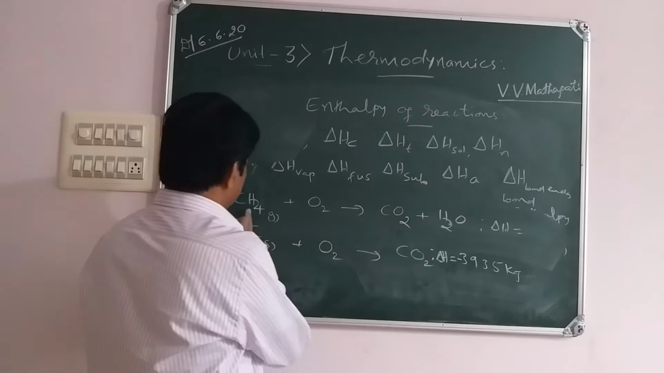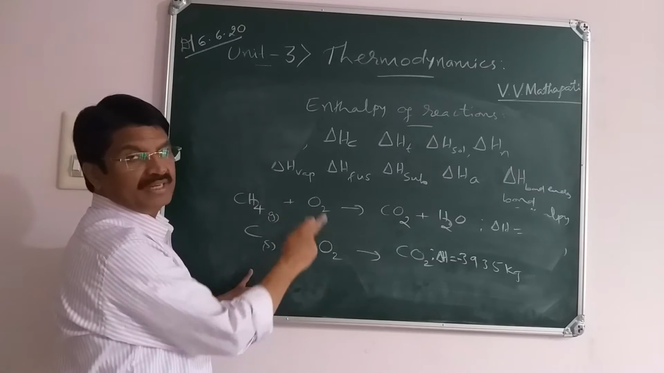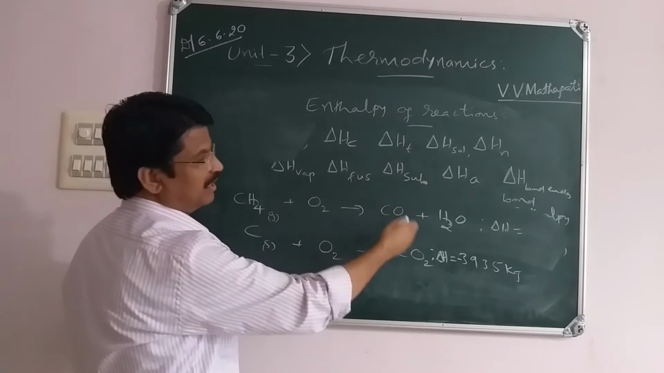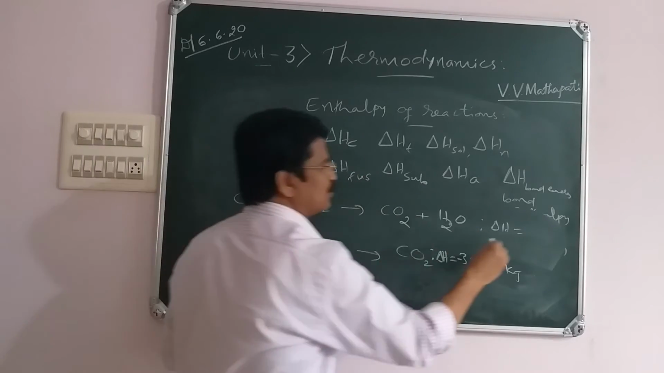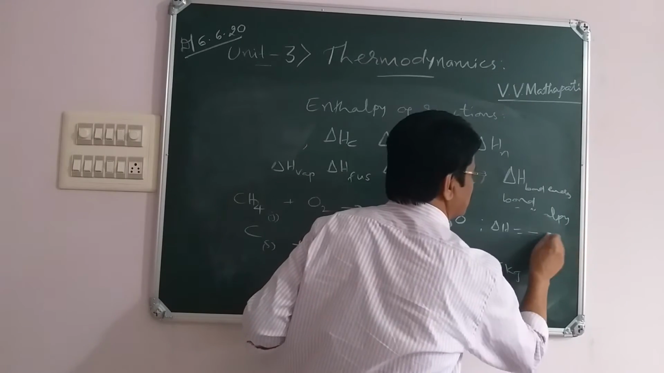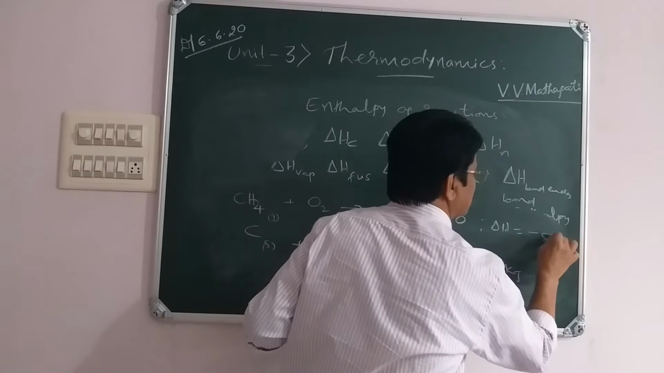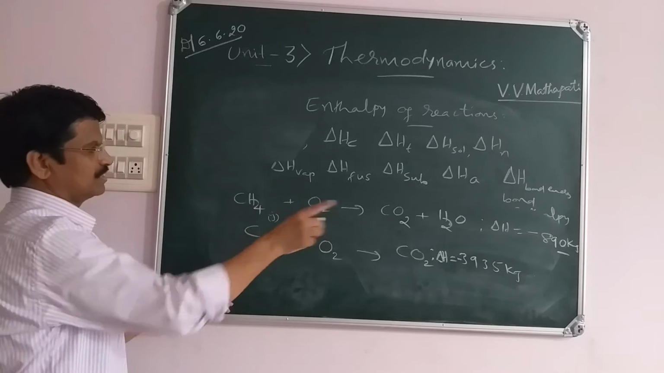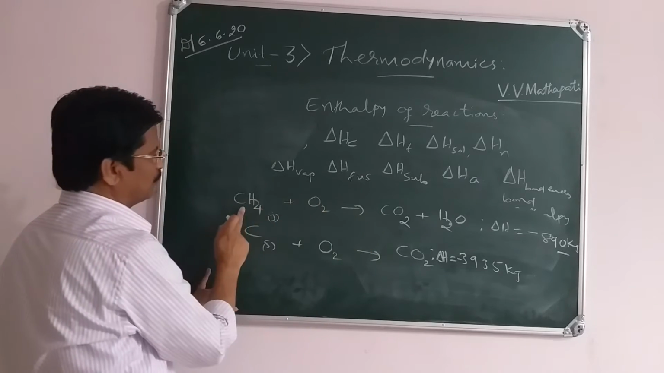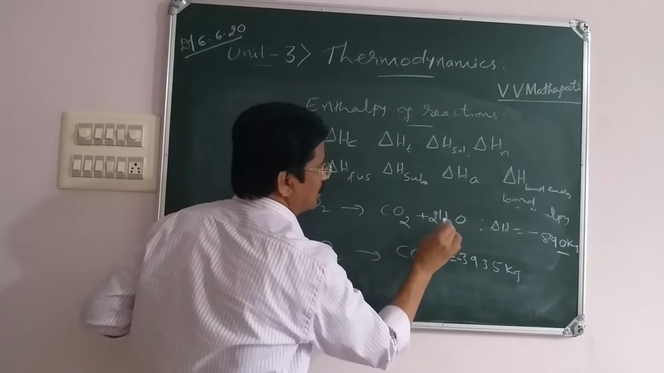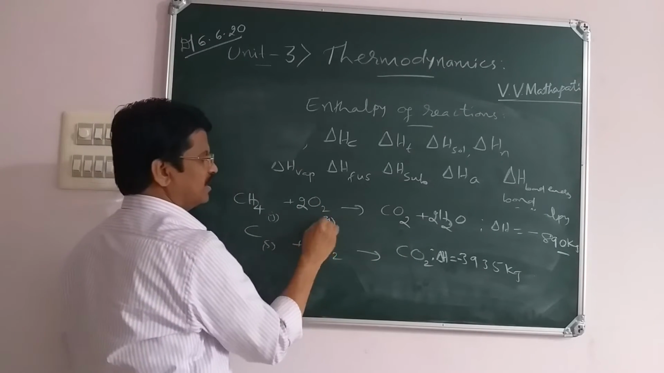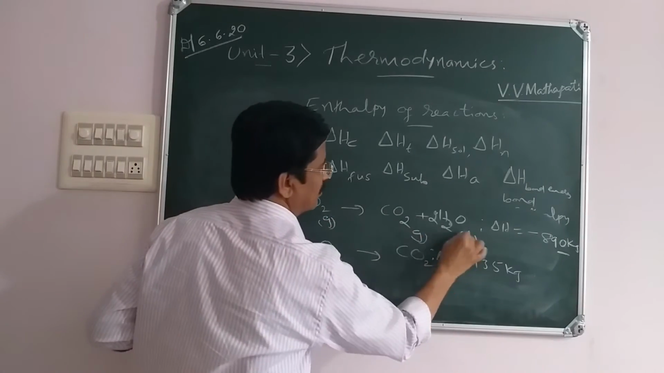Next. Anything burns in air, then it always liberates heat. Therefore, in the first case also a negative value, minus 890 kilojoules. Now balance it: 1 carbon, 4H, 2H2, 2O plus 2O, 4O, 2O. O2 is a gas, CO2 gas, H2O.